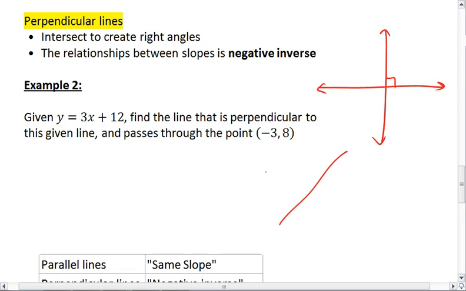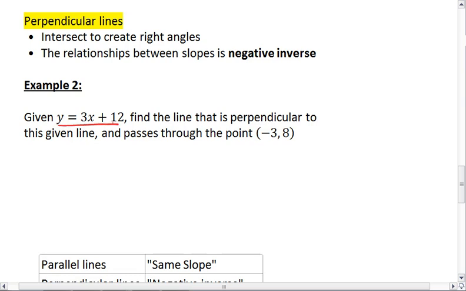Now the lines don't necessarily have to be vertical and horizontal. We can have it like this. But you will still always have that right angle between the lines. So all of these examples I've just drawn are perpendicular lines because where they intersect creates right angles. The relationship between the slopes of perpendicular lines is that one slope is the negative inverse of the other.